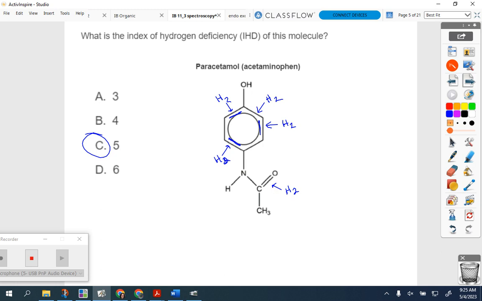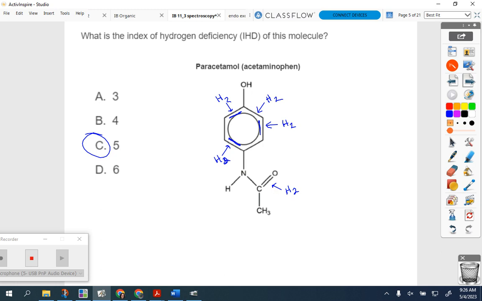All right. So that's the kind of question that you might see on a paper 1. And it might either give you the molecular formula, or it might give you the name, and you would then have to either figure out the formula or the structure and draw it for yourself to figure this out, or use the formula.